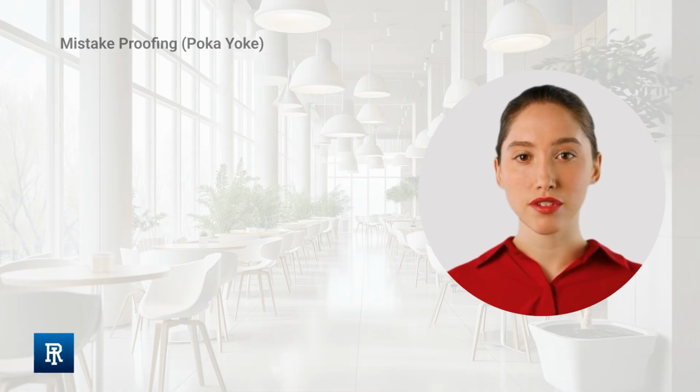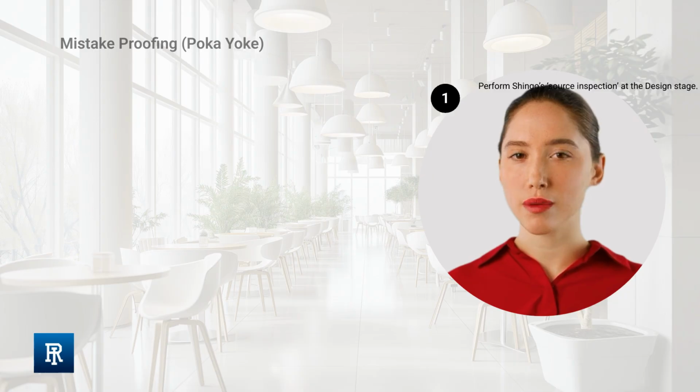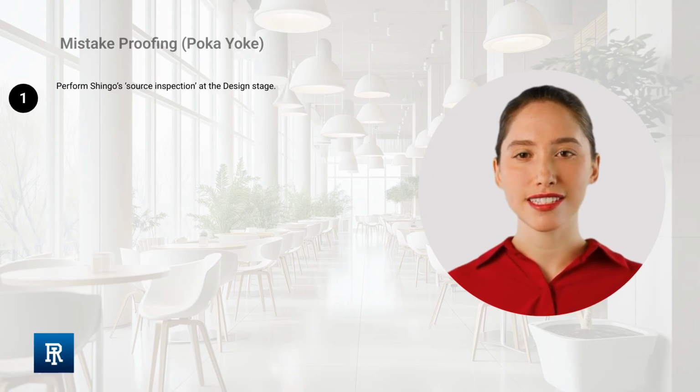Poka-yoke, or mistake proofing, is designed to stop defects before they occur. There are 3 basic steps in mistake proofing. Perform Shingo's source inspection at the design stage. In other words, identify possible errors that might occur in spite of preventive actions.